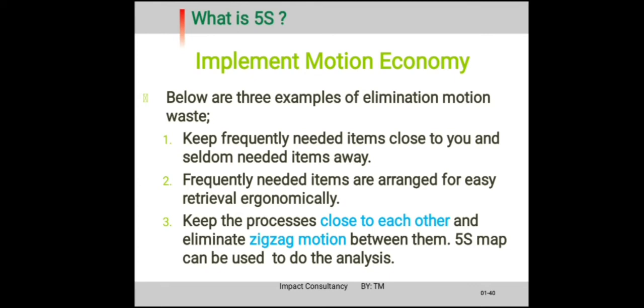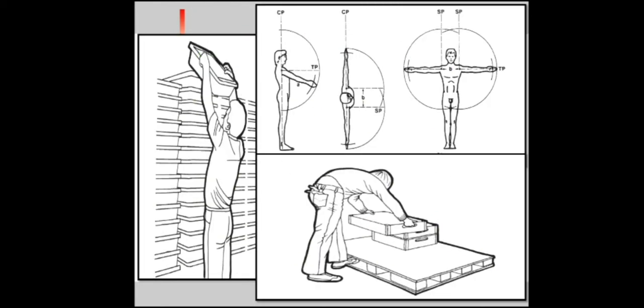Keep frequently needed items close to you and seldom needed items away. Frequently needed items are arranged for easy retrieval ergonomically. And the third one is keep the process close to each other and eliminate zigzag motion between them. 5S map can be used to do the analysis. Here are the examples that this is a difficult motion problem. It is not motion economy calculated.